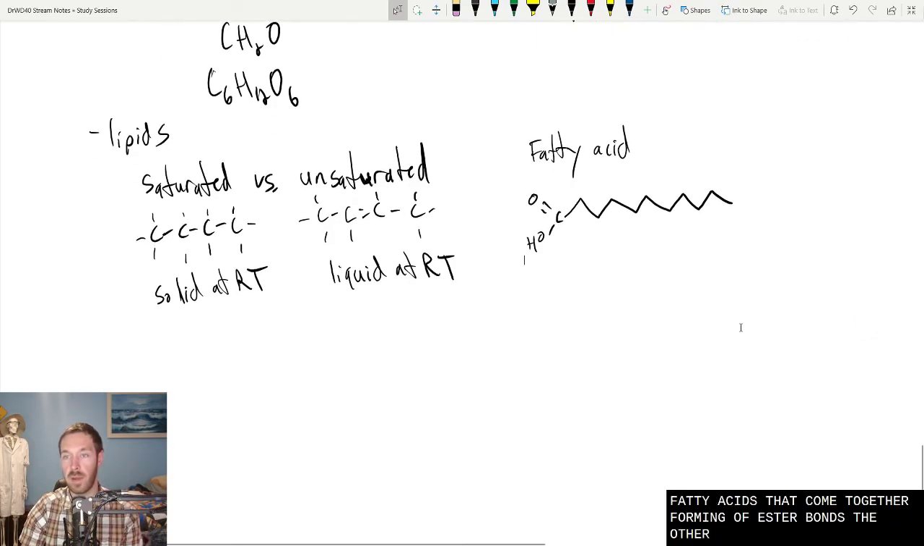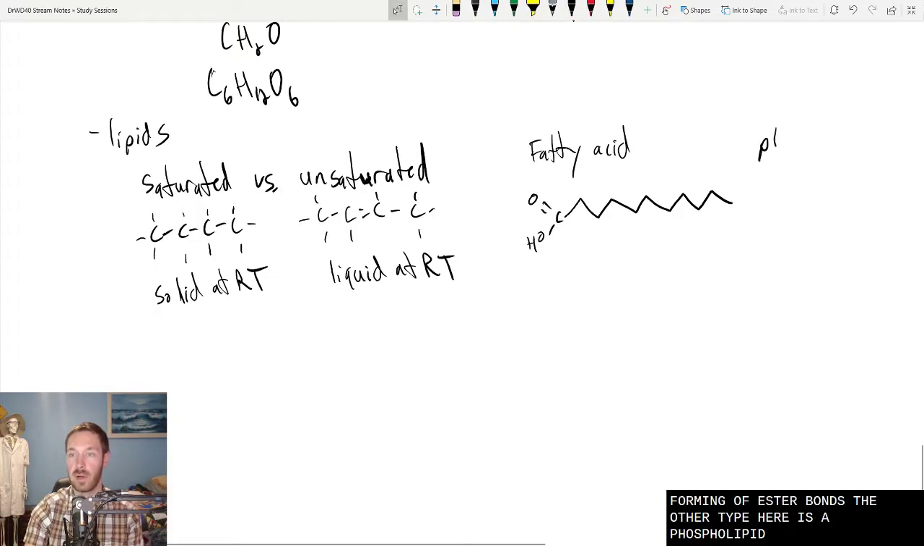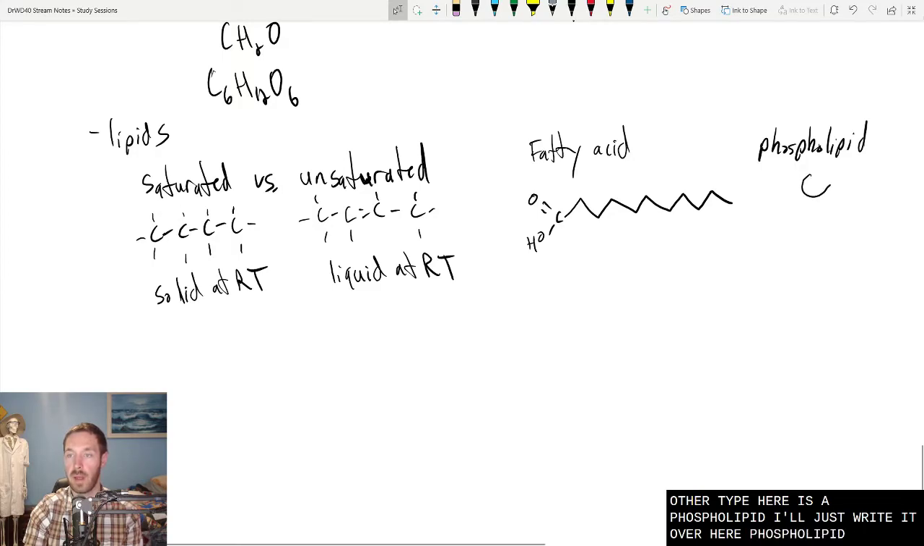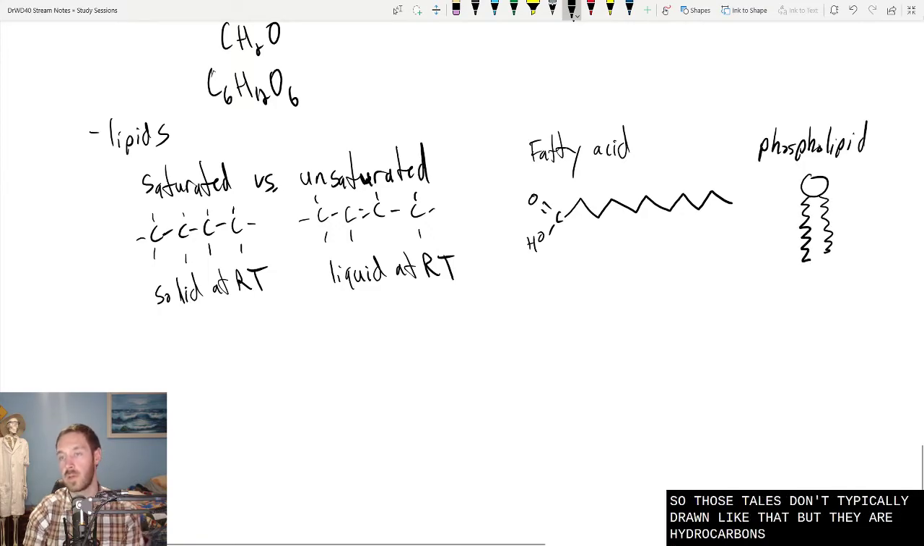So then the other type here is a phospholipid. I'll just write it over here. A phospholipid has a polar head and nonpolar tails. Those tails, we don't typically draw them like that, but they are hydrocarbons. So these are nonpolar, hydrophobic, and over here we have a polar head because up here there's oxygens, which are partially negative, and a nitrogen, which is also partially negative. So here we have a partial negative charge up here, and then down here it's nonpolar.